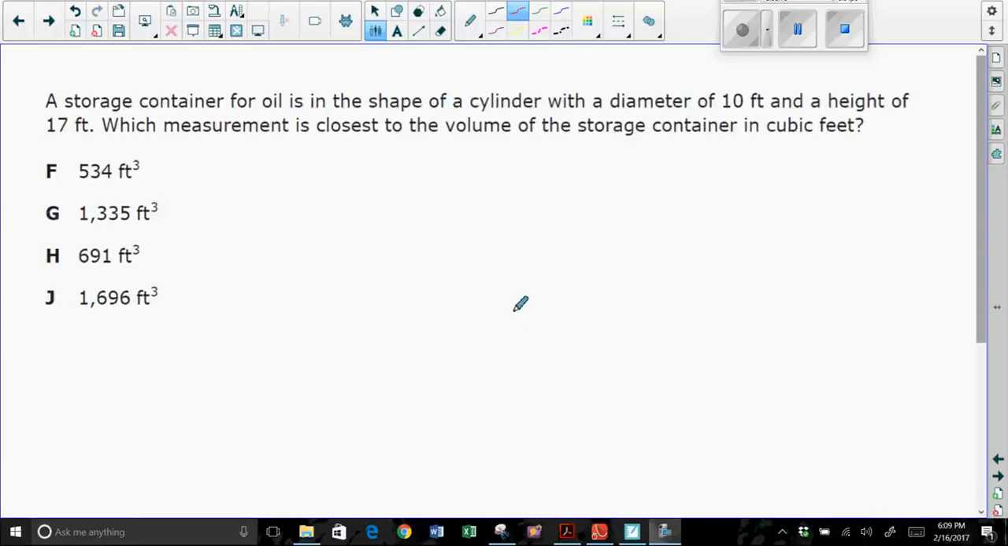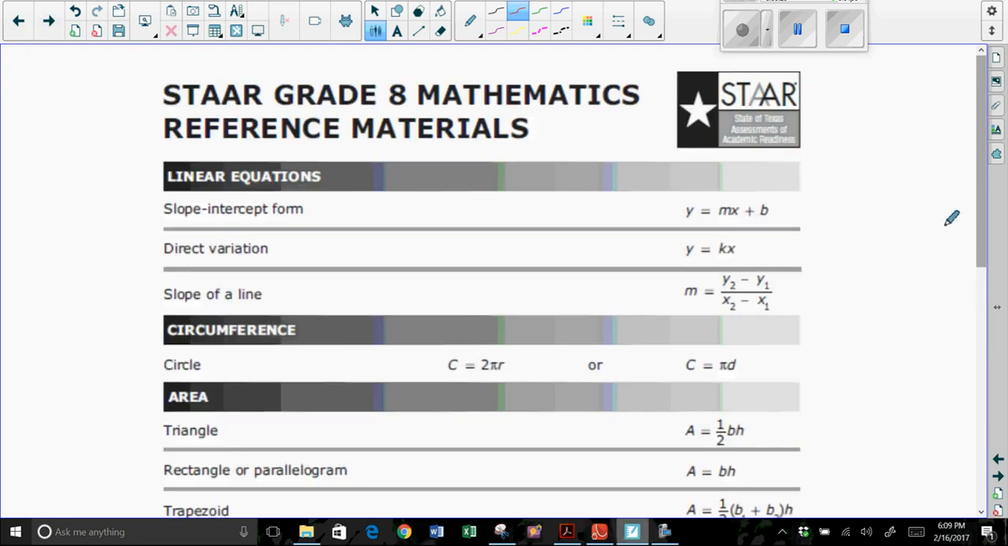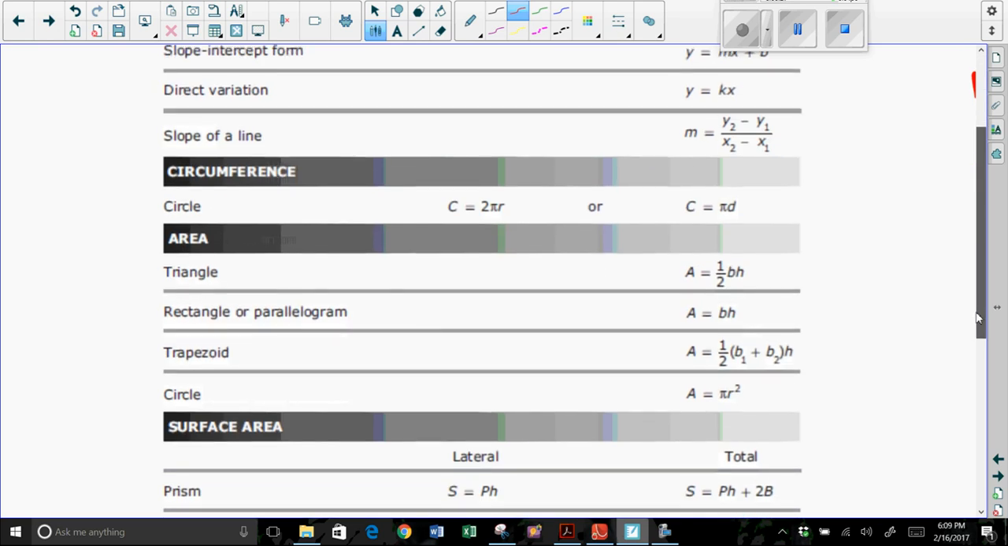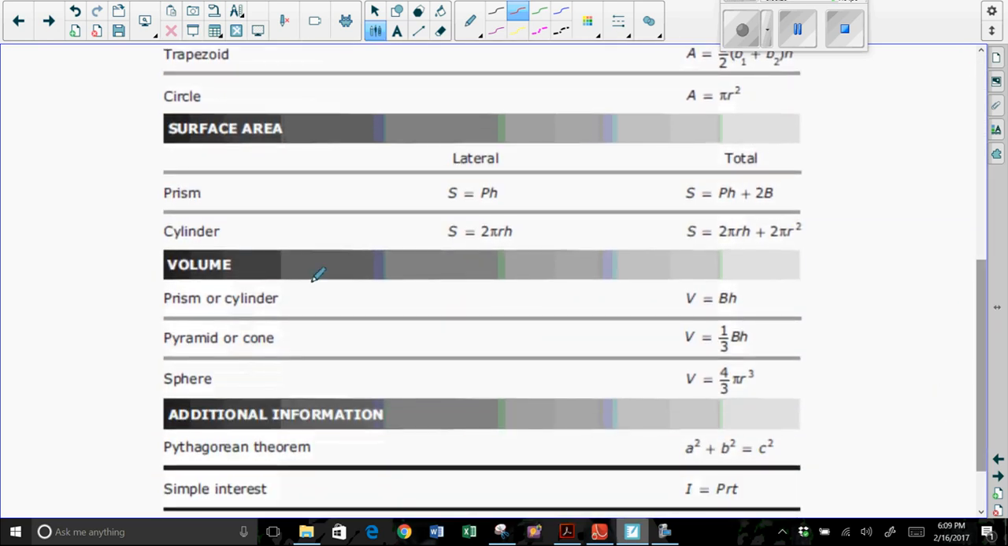Alright, first thing I'm going to do is find the formula. We want the volume of a cylinder, so I'm going to go to my formula card. We're looking for the volume section. Okay, there's volume, and now we're looking for a cylinder. So here is the formula for volume of a cylinder.